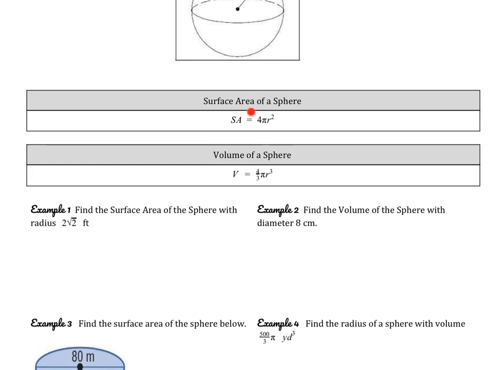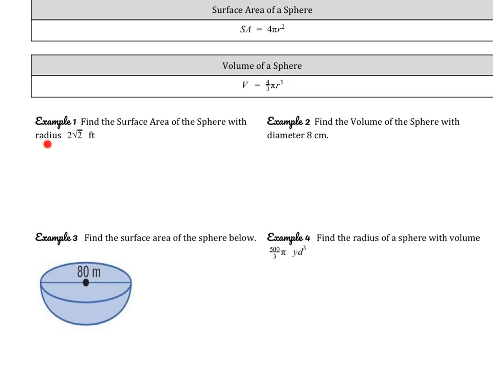Here are the two formulas we'll be working with today. To find the surface area of a sphere, you do 4 times pi times the radius squared. And to find the volume of a sphere, you do 4/3 times pi times r cubed.